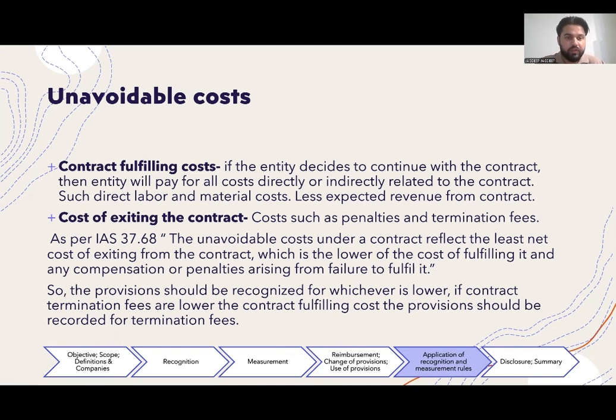The second one is the cost of exiting the contract. If an entity wants to exit the contract, there will be some termination fees and penalties that will apply. And as per IAS 37, provisions should only be recognized at the lower of these two costs. If the cost of exiting the contract is lower than the cost of fulfilling the contract, then the provision should be created for the cost of exiting the contract.